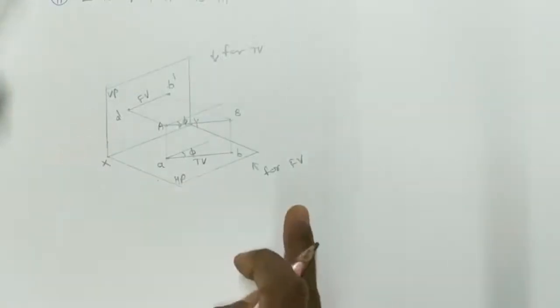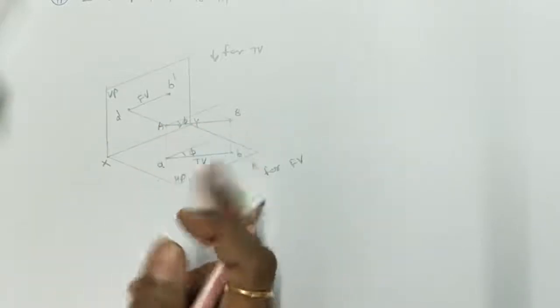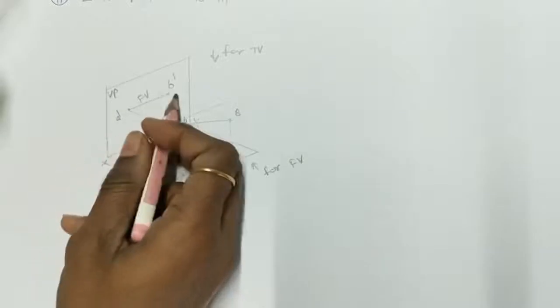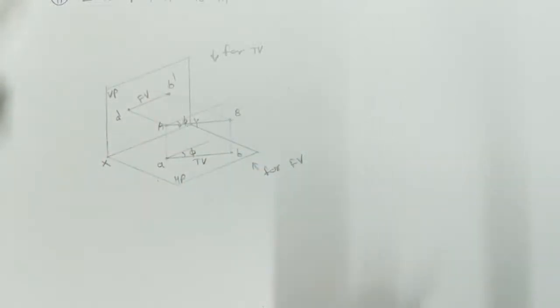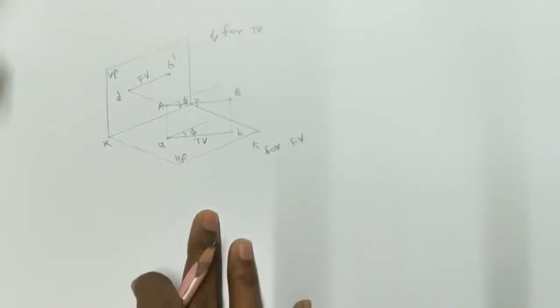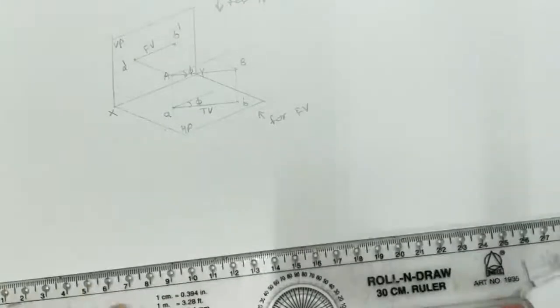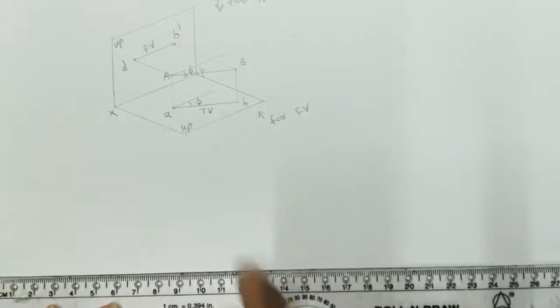This is VP, HP, line AB which is inclined to VP and parallel to HP. A dash B dash is its front view and AB is its top view. So this is the representation in 3D. Now we will show this line in 2D by taking random distance.